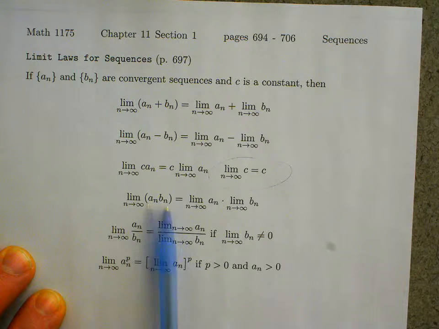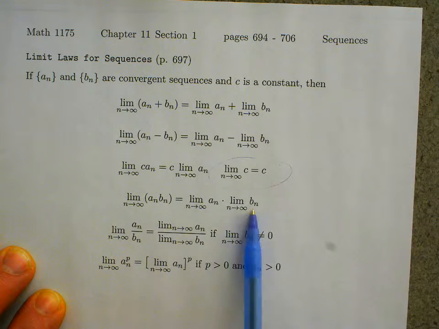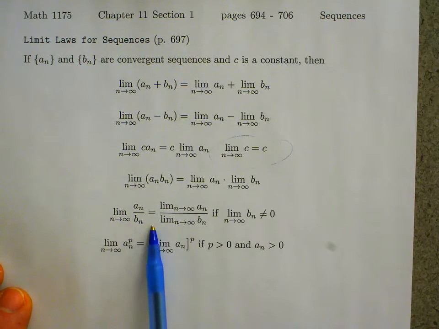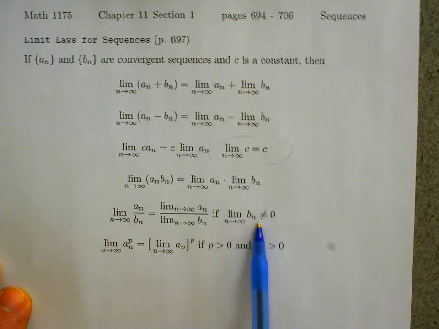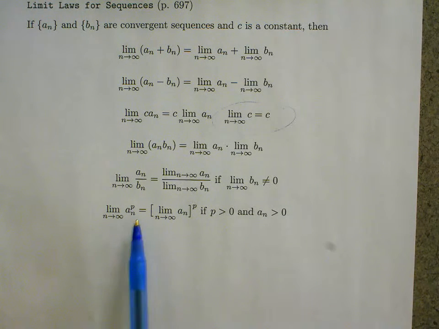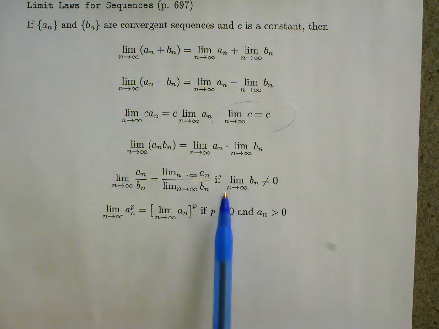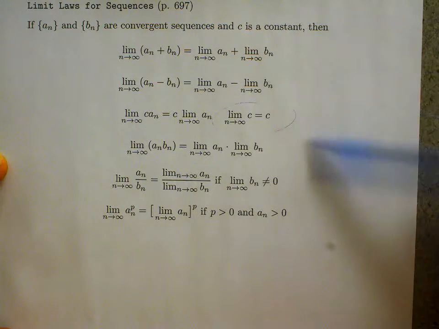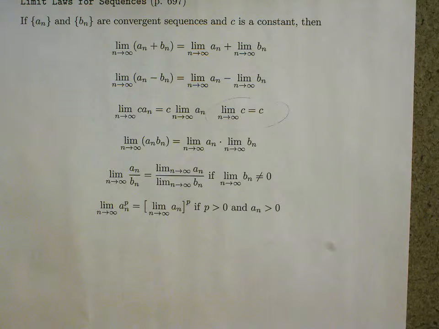The limit of a product, a sub n times b sub n, is the product of the limits. The limit of a quotient is equal to the quotient of the limits, provided that the limit of the denominator does not equal 0. And then finally, the limit of the powers of the terms in the sequence is equal to the power of the limit of the sequence if p is greater than 0 and a sub n is greater than 0. So these probably bring back memories from Calc 1.